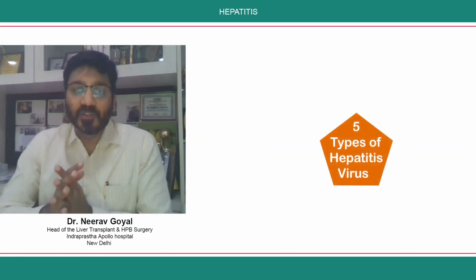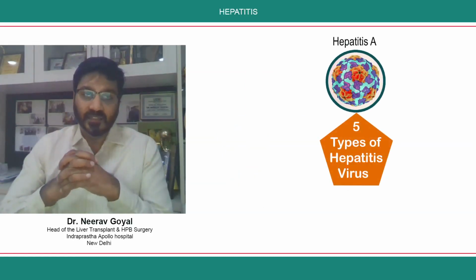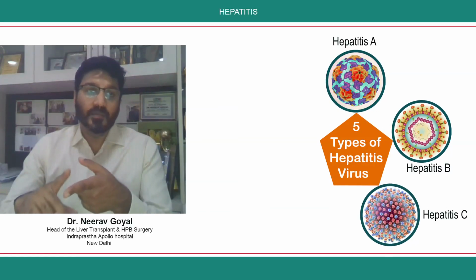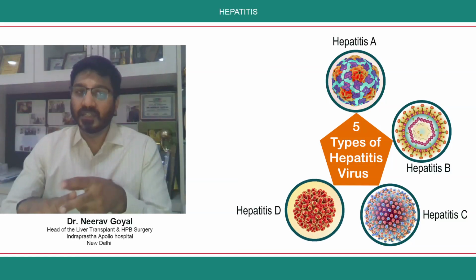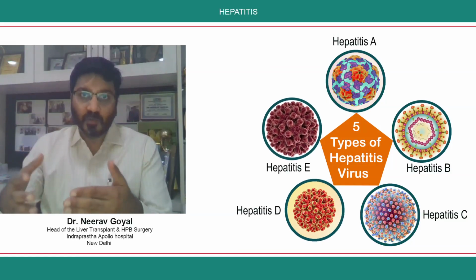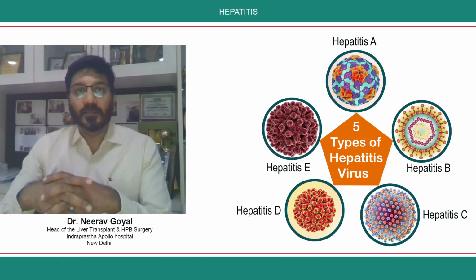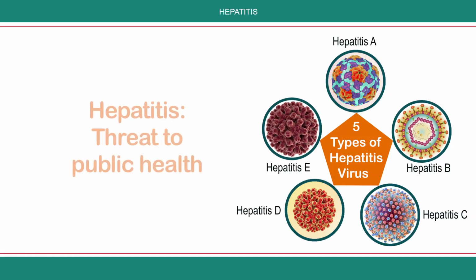Five main types of hepatitis viruses are seen, from hepatitis A virus to hepatitis E virus, that is hepatitis A, hepatitis B, hepatitis C, D, and E. Each of them has its own unique way of infecting a human and causing an infection. So viral hepatitis is a major public health problem and is in need of an urgent response. And most of them can be prevented very easily if one takes proper precautions.